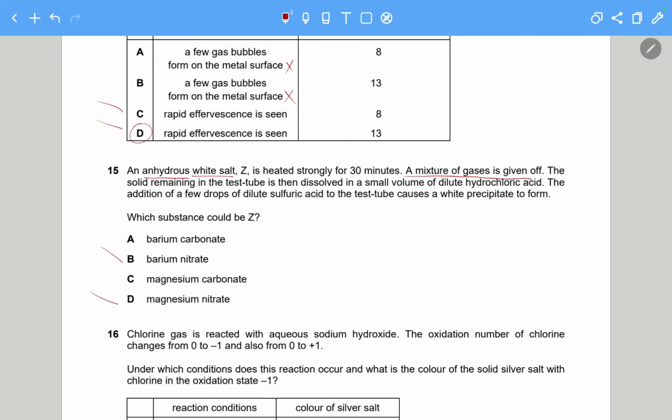Now let's read the rest of the question. The solid remaining in the test tube is then dissolved in a small volume of dilute hydrochloric acid. The addition of a few drops of dilute sulfuric acid to the test tube causes a white precipitate to form. Now, for the MCQ paper and also for paper 2, you need to remember the qualitative analysis sheet that you get in paper 3, which is the practical paper. If you go there, you will see that Ba2+ gives a white precipitate with sulfate ions, and therefore it has to be barium nitrate and not magnesium nitrate.